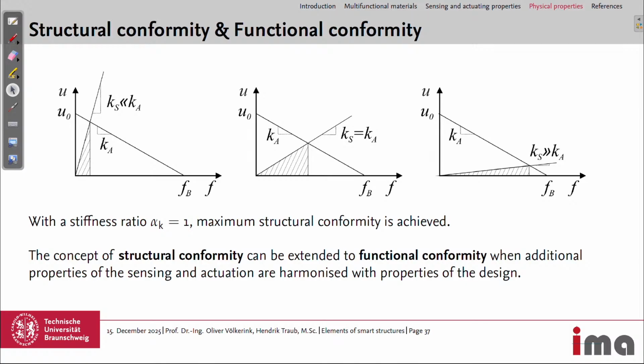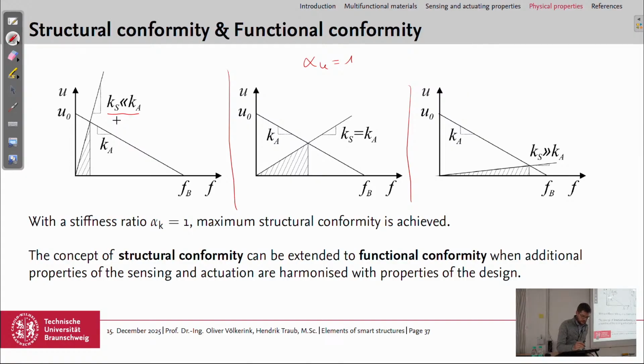Now we have this work diagram for different structural stiffnesses, so different structural materials. And the actuator always has the same spring stiffness. Here in the middle, we have alpha K equals 1. This is the case we saw on the last slide. And here on the left-hand side, Ks is smaller than Ka, so the actuator is stiffer than the surrounding structure.